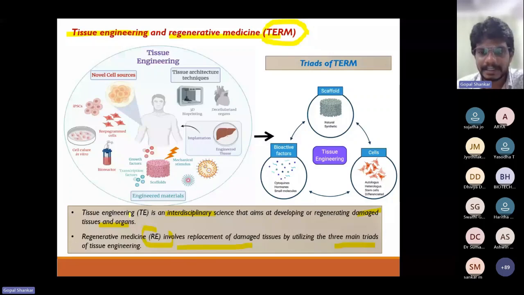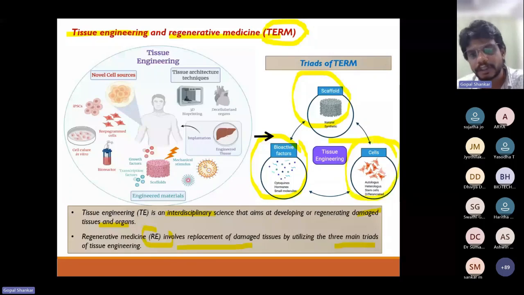So tissue engineering has three triads. One is something called as your scaffolds, that is basically your biomaterials. Then you have your bioactive factors, that is basically your signaling molecules. Then importantly, your cells. So any tissue engineering without one of these components cannot be successful.